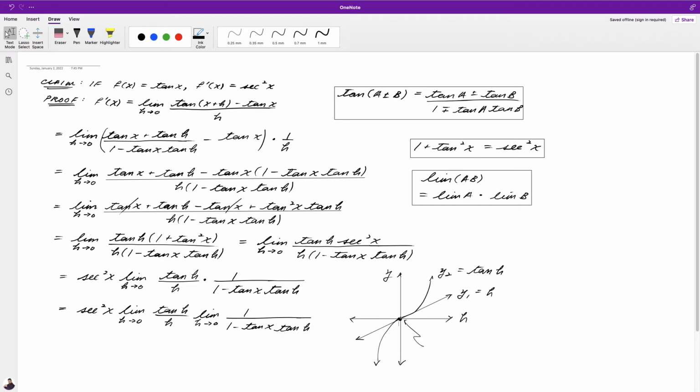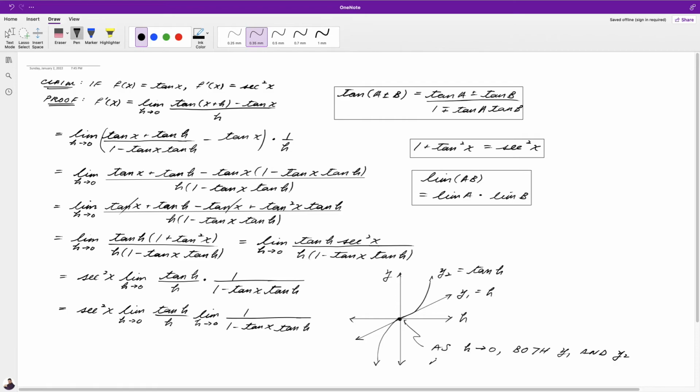Okay, we know by L'Hopital's rule that if you have an indeterminate form of the type 0 over 0 or plus or minus infinity over plus or minus infinity, as we do here, 0 over 0, you can just take the derivative of the top, take the derivative of the bottom, and there you go. Evaluate the limit. Okay, as h goes to 0, both y1 and y2 also approach 0.